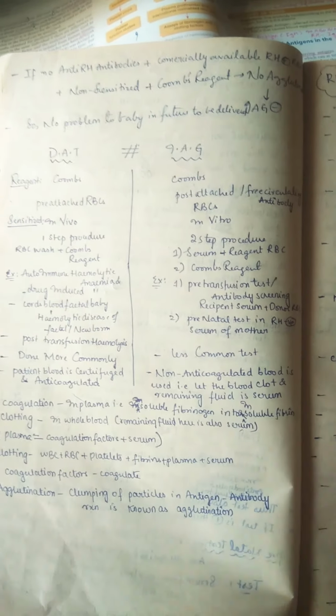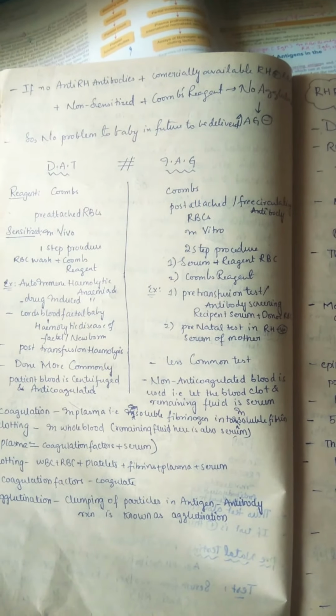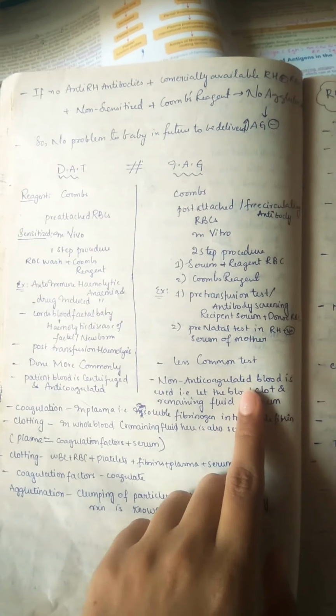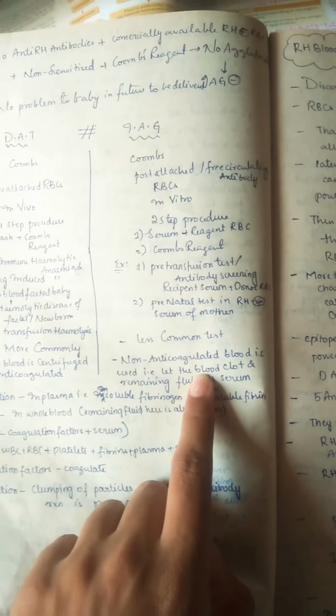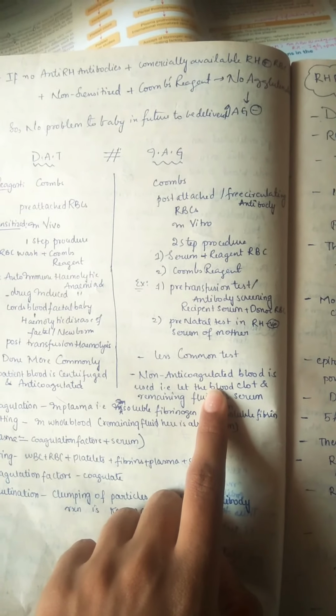But here it is non-anticoagulated, means it is coagulated. Why should it be coagulated? Because now here we need to take the serum. Serum also contains antibodies, right? So here we need to take the serum. So always remember that serum comes only from the coagulated blood.